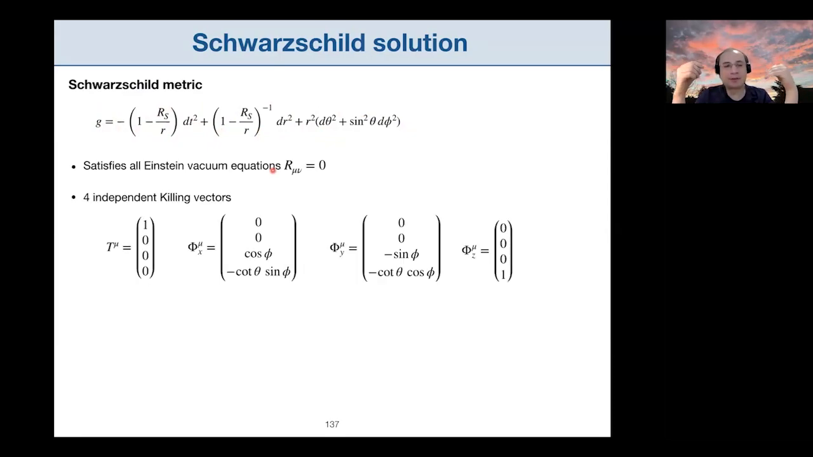Because of the spherical symmetry, it has four independent Killing vectors, which I have written over here. The first one is d over dt, and it is there because none of these coefficients depends on time explicitly. This last one corresponds to differentiation with respect to phi, and indeed no coefficients of the metric depend on phi, the angular coordinate here. So 0, 0, 0, 1, d over d phi is also a Killing vector. And there are two vectors corresponding to rotations with respect to the x and y axes, which are more complicated.